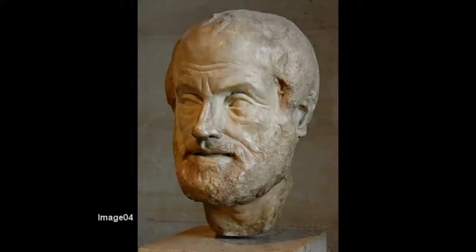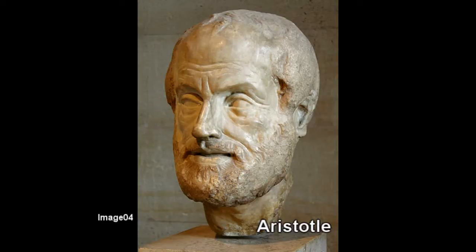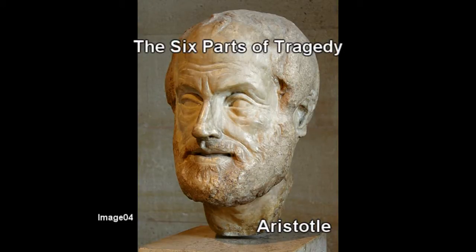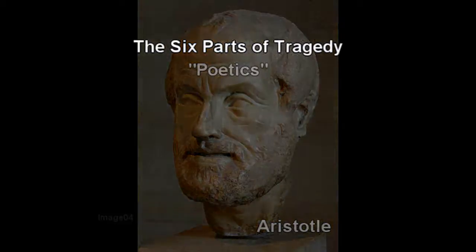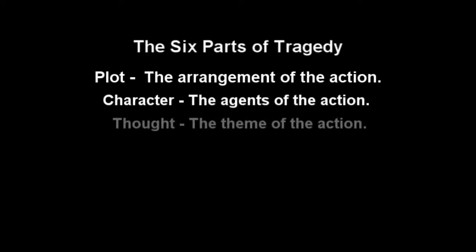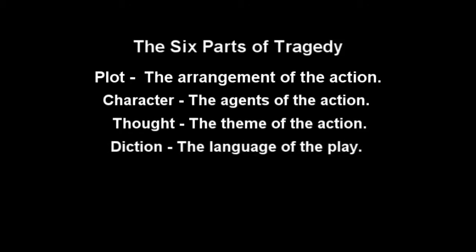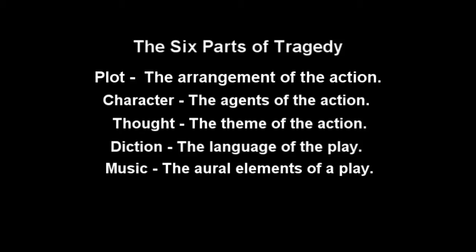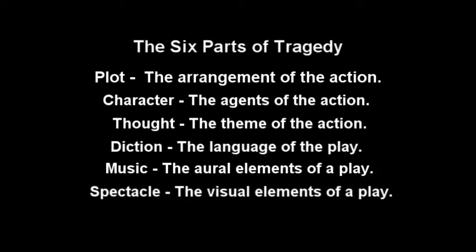So what ingredients go into a well-written script? Our good friend Aristotle outlined what he referred to as the 6 parts of tragedy in his seminal work, Poetics. We still consider these essential to playwriting. Aristotle identified the 6 parts of tragedy as plot, character, thought or theme, diction or language, music or the aural elements of a work, that is another way of saying the sounds that a work makes, and spectacle, or the visual elements of a work. Of these, Aristotle identified plot as the most important.